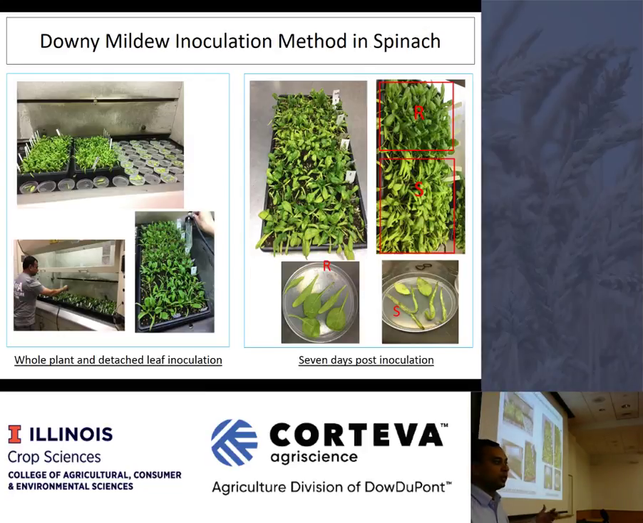This is how we screen for downy mildew in the greenhouse. It takes about 6 or 7 days for us to complete the inoculation stages. We can do both whole plant inoculation as well as detached leaf assay to confirm resistance and susceptibility. It's easy to distinguish resistance and susceptibility, as seen in that picture. However, it's difficult to quantify them.